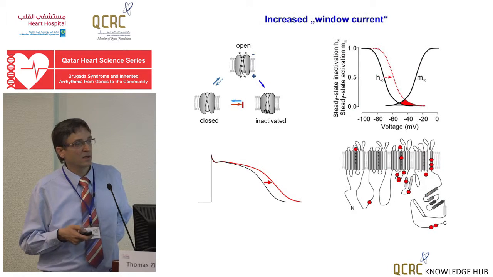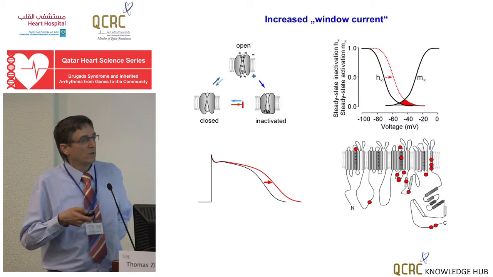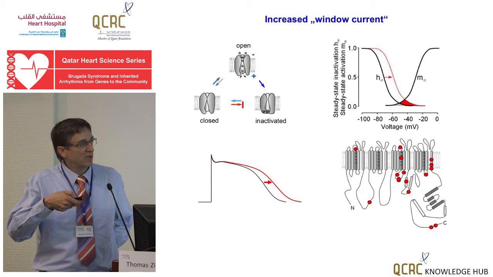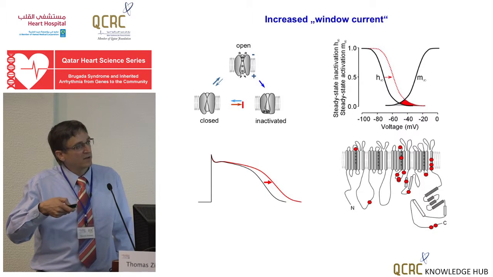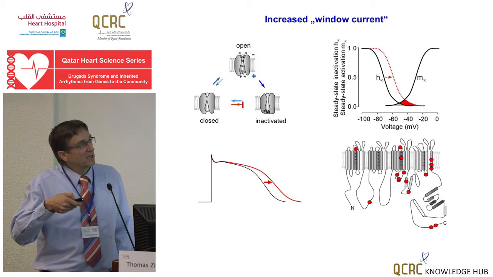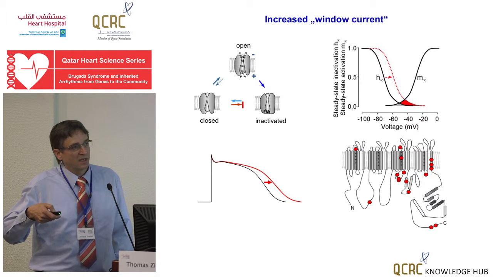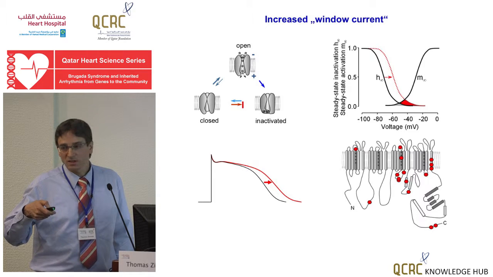The second is a shift of the so-called steady state inactivation curve of the channel. As I told you, the channel is normally at the resting membrane potential in the closed state. At a slight depolarization, it can enter the inactivated state. At a stronger depolarization, it enters the open state. So if you, for instance, depolarize the cell from minus 100 millivolt to, let's say, minus 40 millivolt, then a few channels open. If you depolarize to 0, then all channels open.